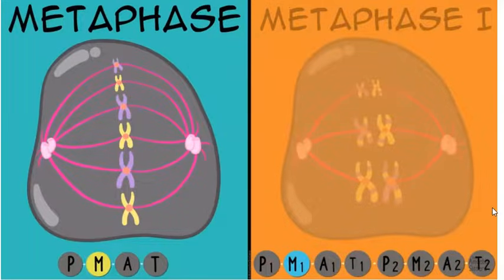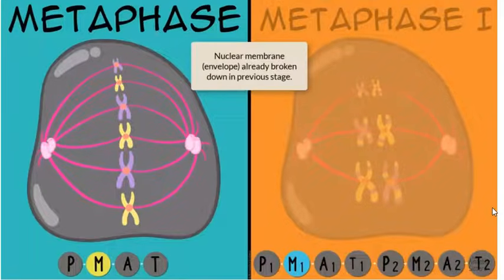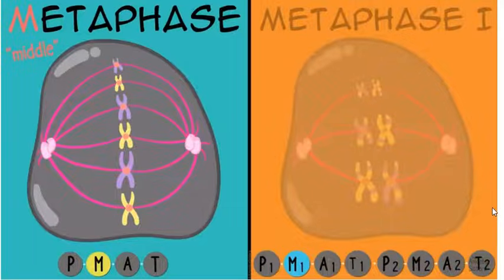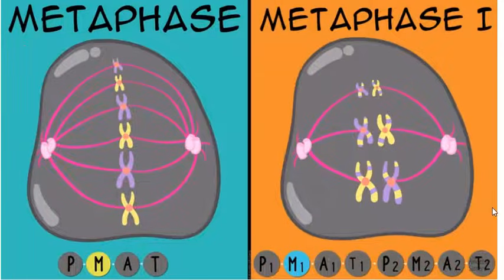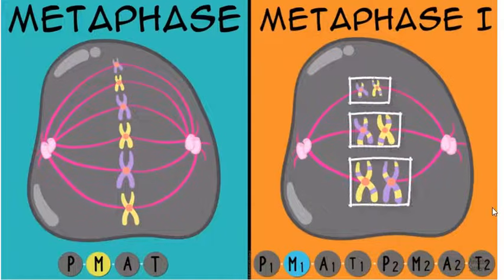Metaphase in mitosis. The nuclear envelope which had surrounded the nucleus was already disassembled before metaphase even started. For metaphase, I like to remember the M for middle, because in this stage, the chromosomes line up in the middle of the cell in a single file line. Metaphase 1 in meiosis. The chromosomes are in the middle as well, but they're still going to be in pairs in the middle of the cell, so it's not a single file line.